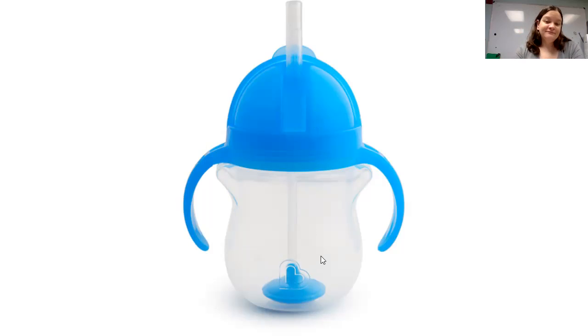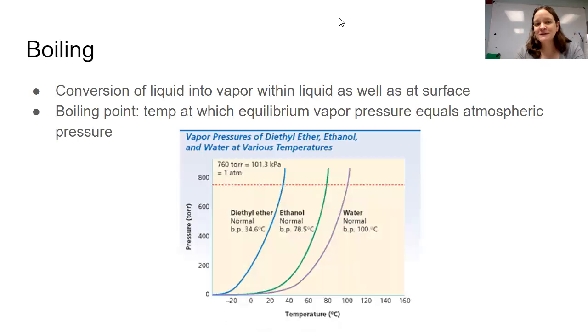So great cups, except for that. But that's because of the vapor pressure. The vapor pressure starts to push on the liquid and force it up the tube. So, I mean, science, it's what it does.